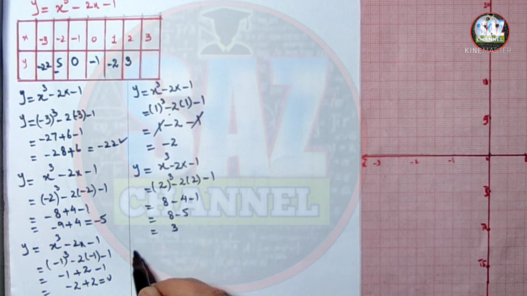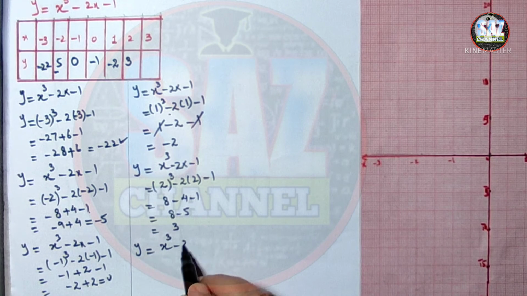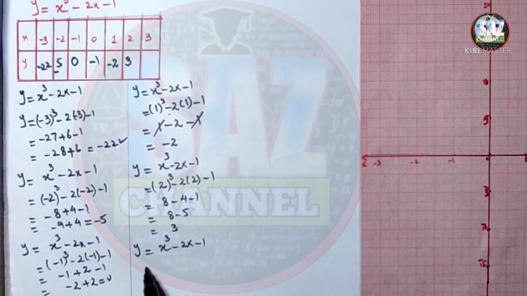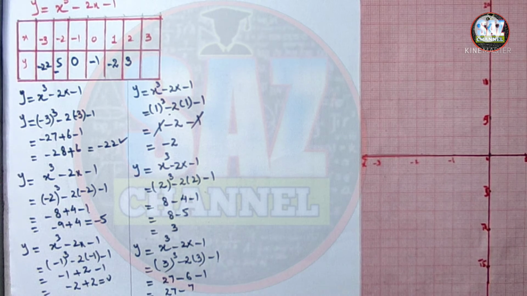Okay, now the last value, y equals x cubed minus 2x minus 1, and this is a really easy part. Everybody can secure 2 to 3 marks easily. 3 cubed minus 2 into 3 minus 1. 3 cubed is 27. If you find difficulty in memorizing the squares and cubes, you can take help from a calculator. Minus 6 and minus 1, minus 7, 27 minus 7, and this gives me 20.